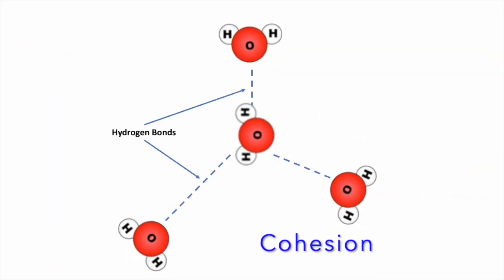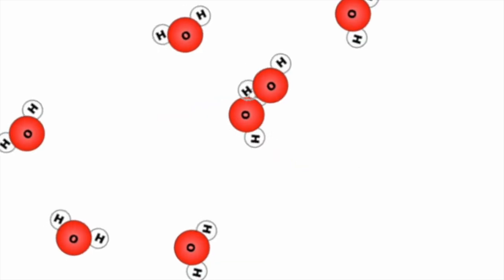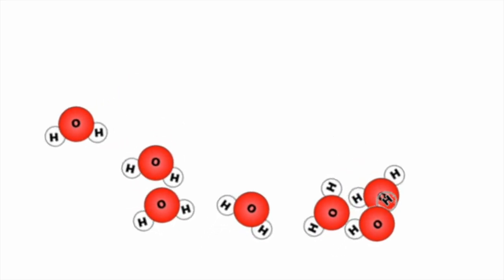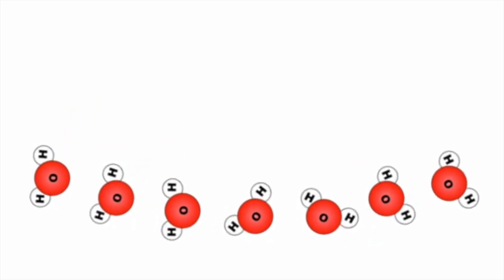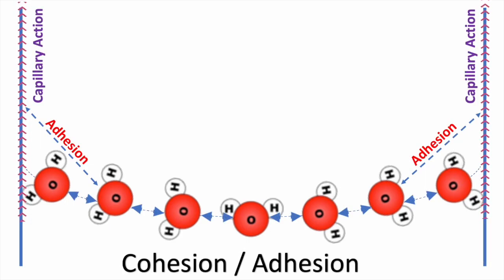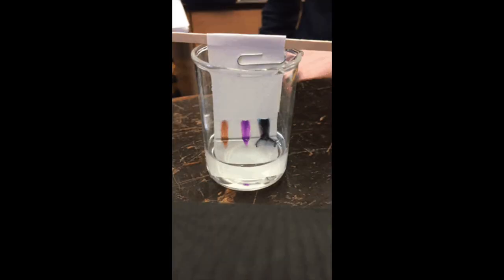Cohesion is the mutual attraction of water molecules, and adhesion is the attraction of water molecules to other kinds of molecules, such as raindrops sticking to windows, dewdrops hanging from leaves, wet sheets of plastic becoming stuck to a table, and, in this case, paper.